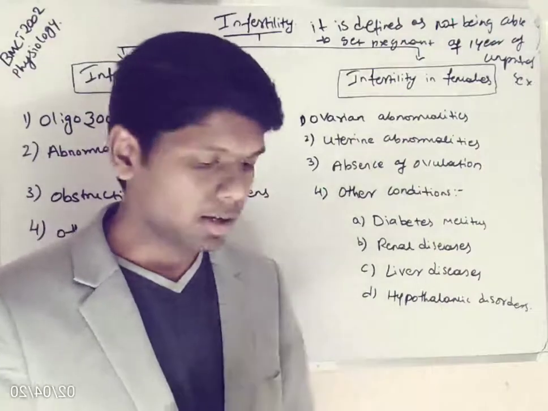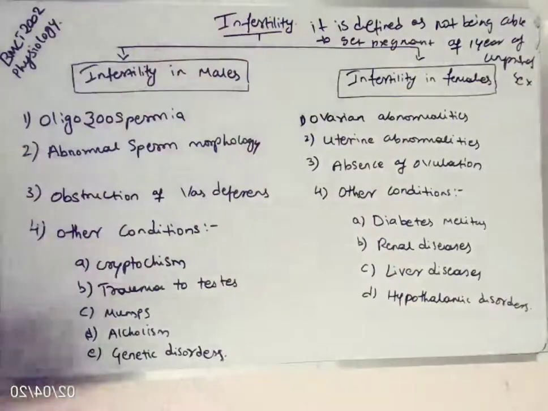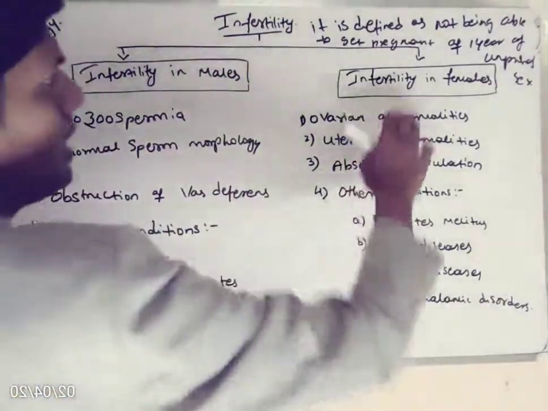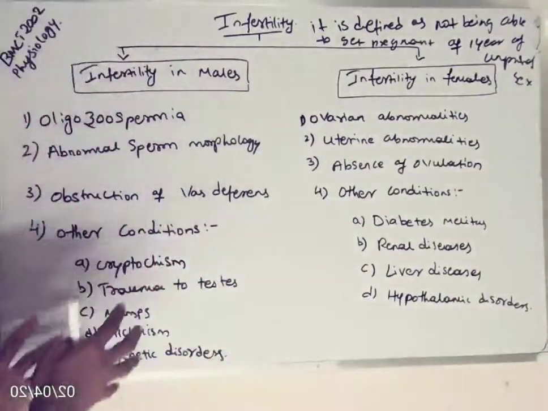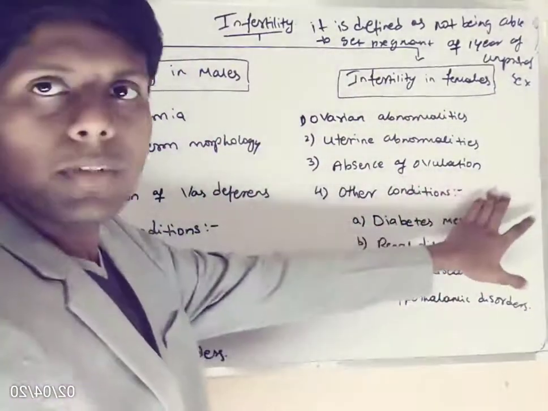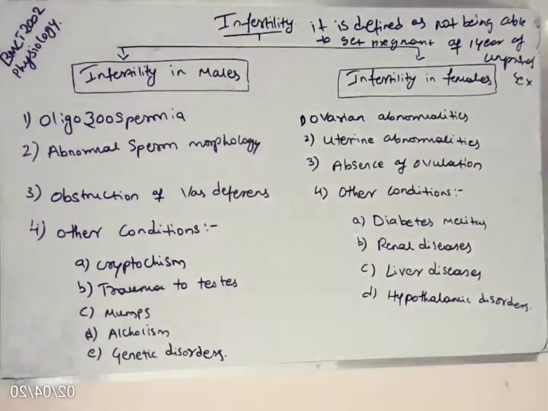that indicates infertility. So infertility is broadly classified into two types: infertility problems in the males and infertility in the females. What problems in the males can cause infertility, and what problems in the females will cause infertility? Let us see. Okay, so first is infertility in the males.